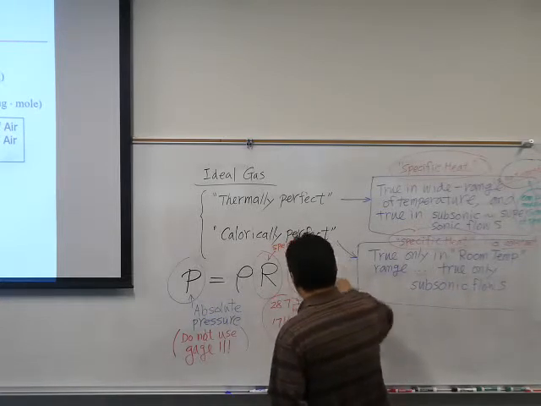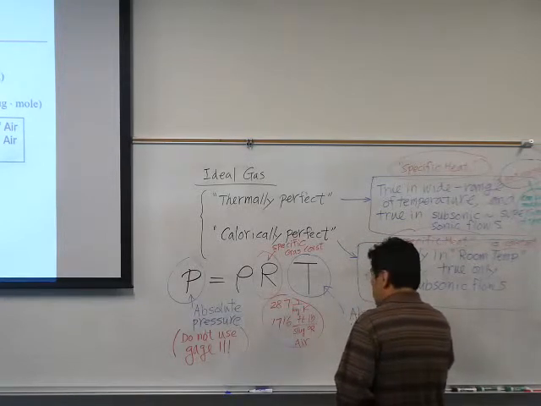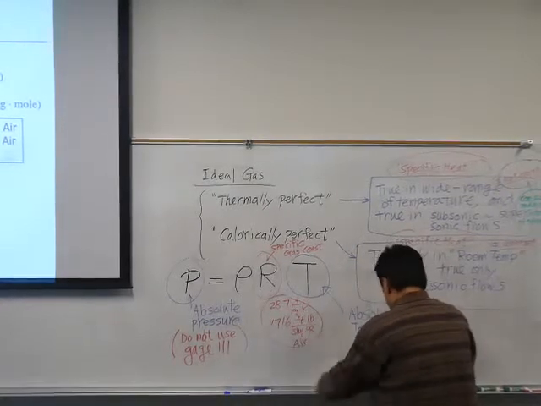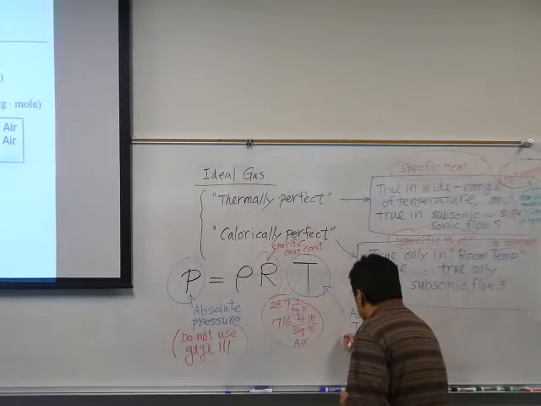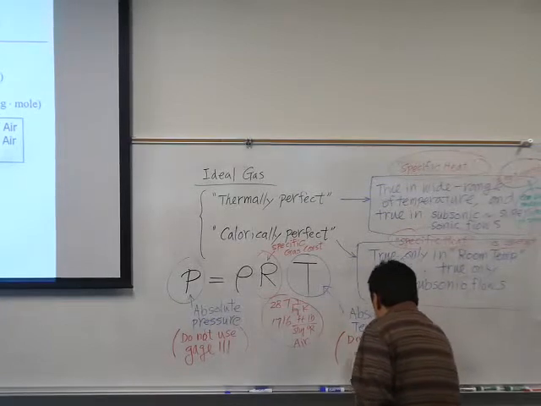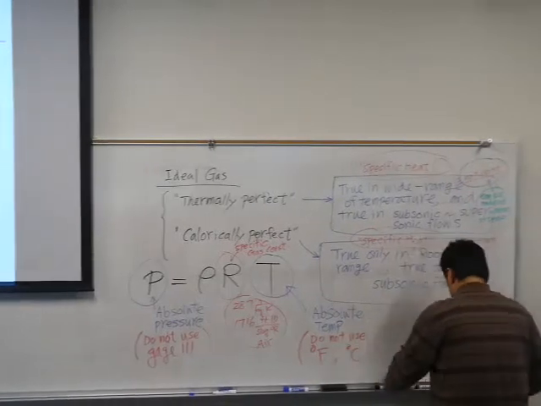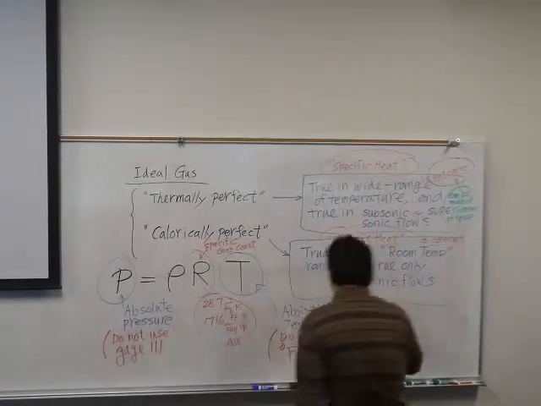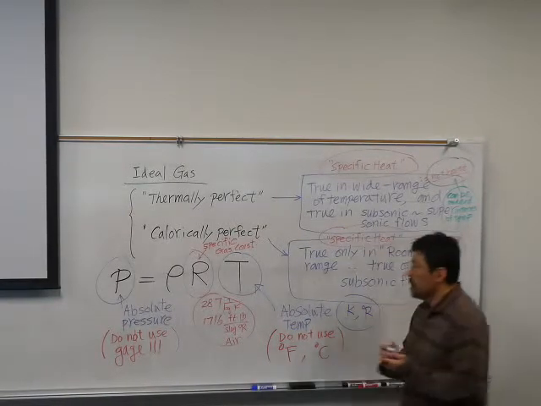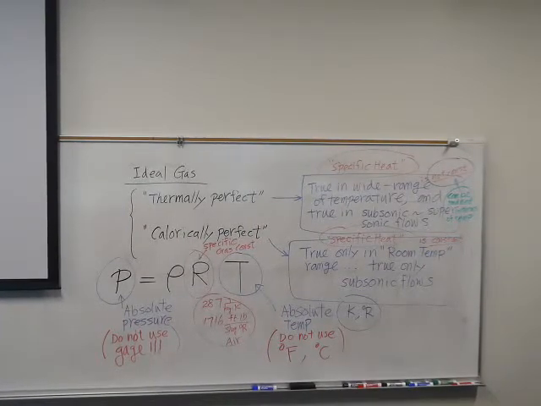Temperature, again, similarly speaking, this is going to be absolute temperature. What do you mean? Do not use relative scale. Do not use degrees F. Do not use degrees C. Okay? Absolute scale means Kelvin or Rankine. So this is called equation of state. Let's move on to the next page.